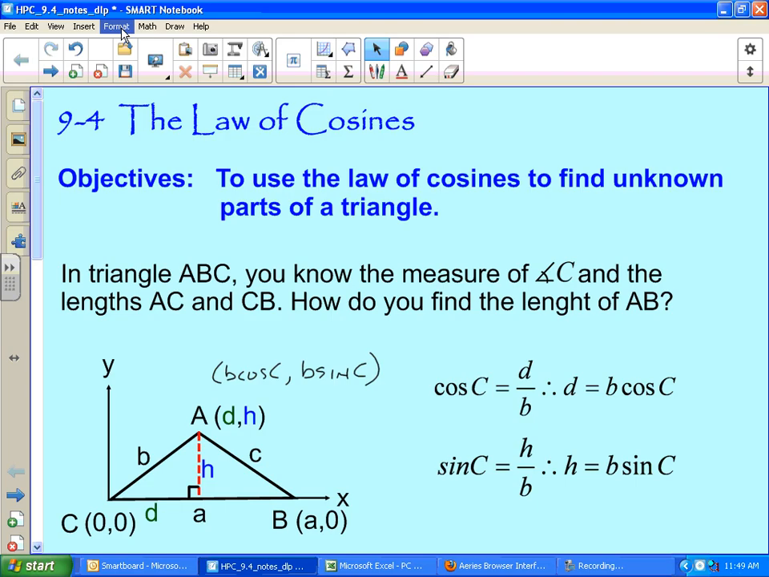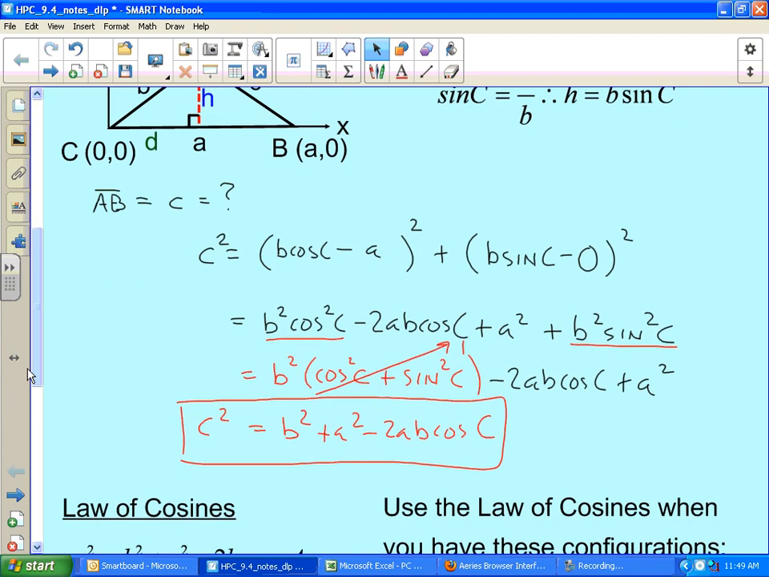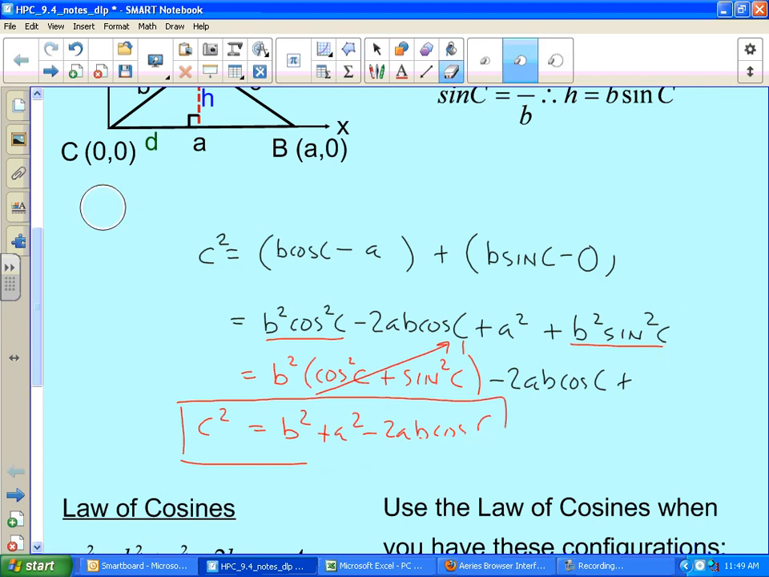So here we have our triangle ABC. Notice it's in standard position. We're going to do the derivation part.